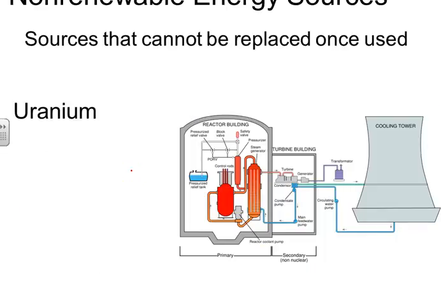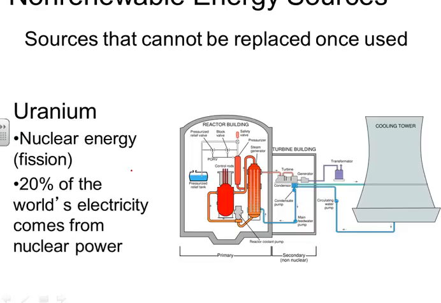Another example of a non-renewable energy source is nuclear in the form of uranium. Uranium has to be mined from the earth, and there is, as far as we know, a limited supply on the planet, and it's not being regenerated as we use it. It's converted into something else.